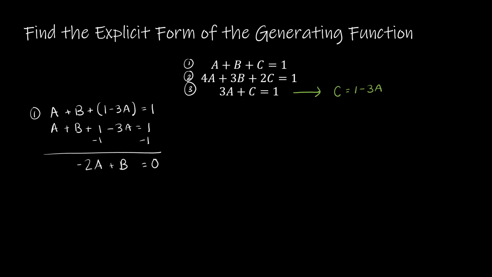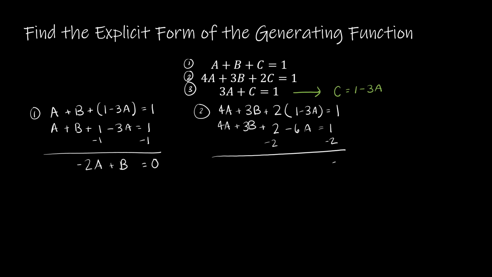And then for equation 2, I'm going to do the same thing. I have 4a plus 3b plus 2 times, instead of c, 1 minus 3a is equal to 1. And now I'm going to simplify as much as I can. 4a, 3b plus 2 minus 6a equals 1. I'm going to subtract 2 from each side because I want the constant on the right side all by itself. And on the left side I have 4a and minus 6a, so negative 2a, and I have plus 3b.